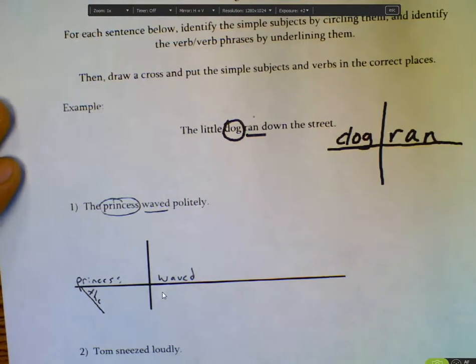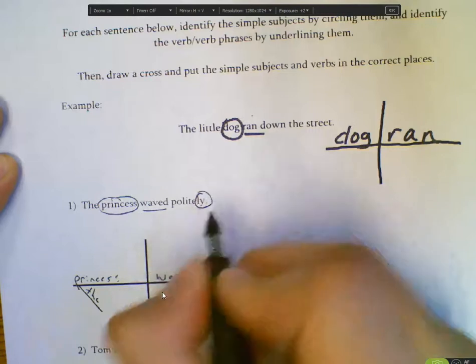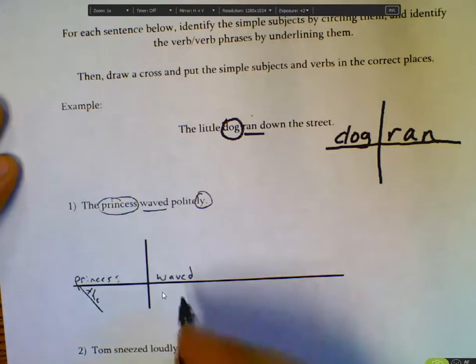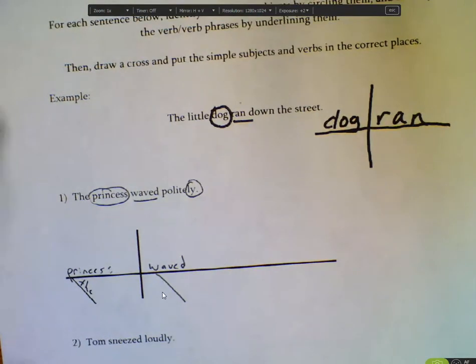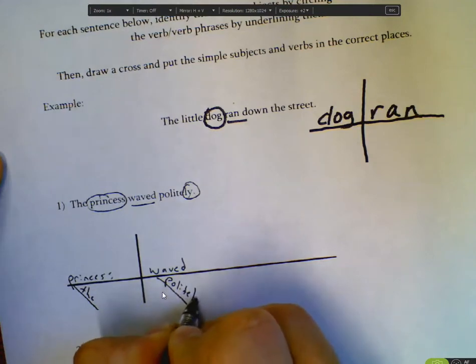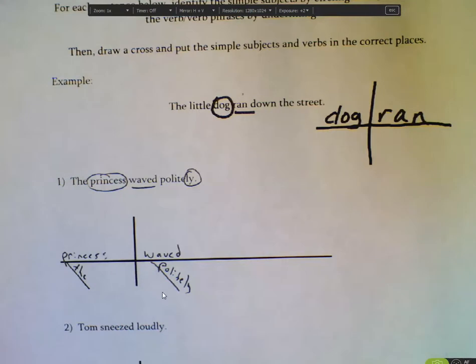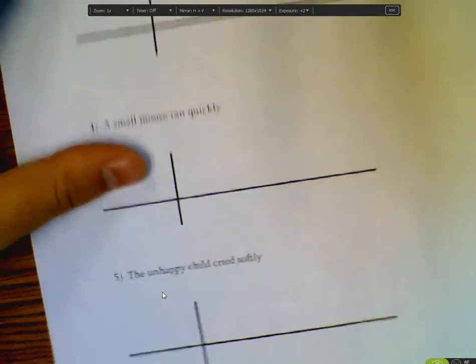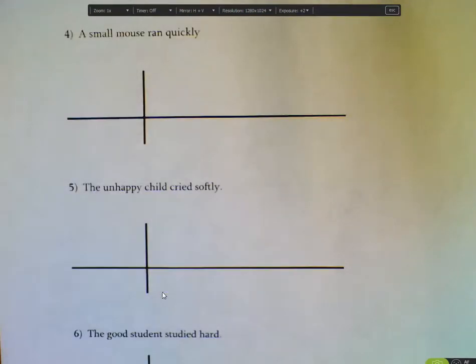We know politely is an adverb for two reasons. One, it ends in ly, which most words that end in ly are going to be adverbs, so that should tip us off. And we know it's modifying how the princess waved. She didn't wave angrily and flip us the bird. She waved politely. So it's modifying how she waved. So we write that here. So you can see it visually, how each part of speech is being modified. So students then went ahead and went through 1 through 6 on this page. As you can see, it kind of goes down through 1 through 6.